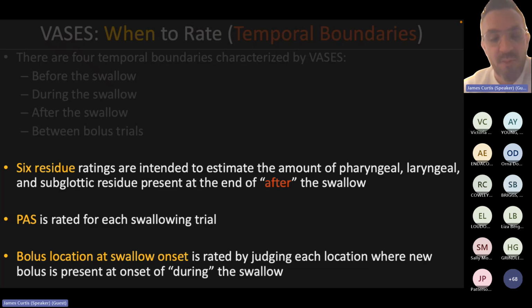We can also provide ratings of penetration aspiration for each swallowing trial, and not really a primary outcome measure, but something that you can add, I guess, if you're interested, is looking at bolus location at swallow onset. So when we are looking at the during the swallow phase and we have identified the onset of the during the swallow phase, pause the video and then see where do you see residue. And then you can use our anatomic boundaries to say we see residue in the oropharynx and in the hypopharynx. So you would just mark every location that you're seeing a bolus at the onset of the during the swallow phase.